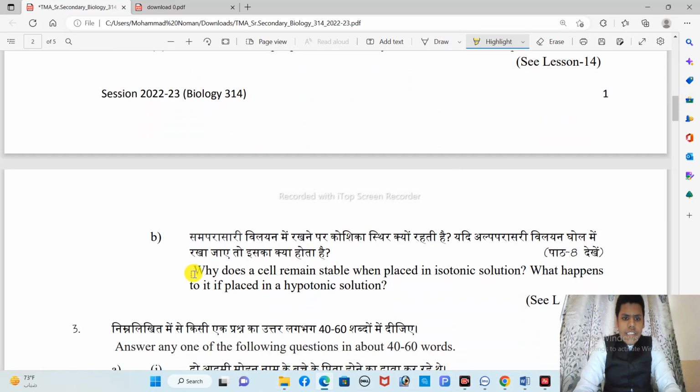Why does a cell remain stable when placed in isotonic solution? What happens to it if placed in a hypotonic solution?